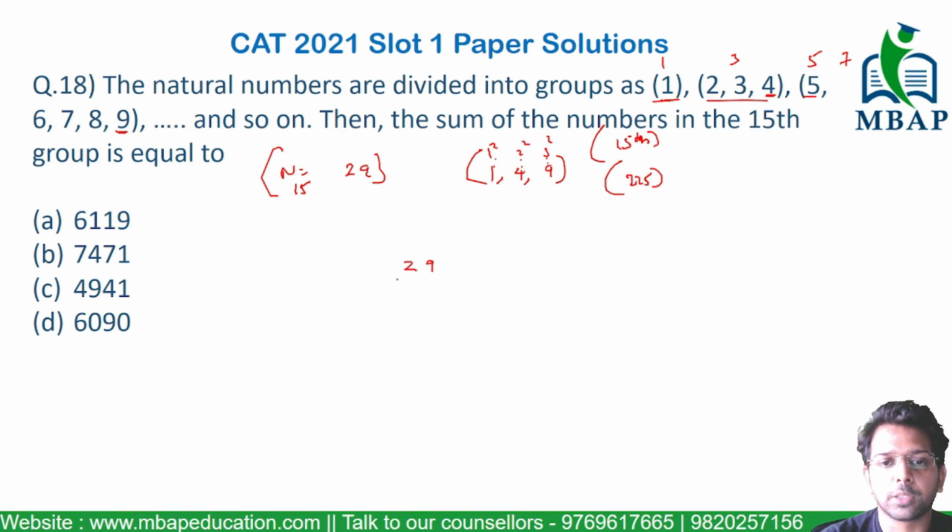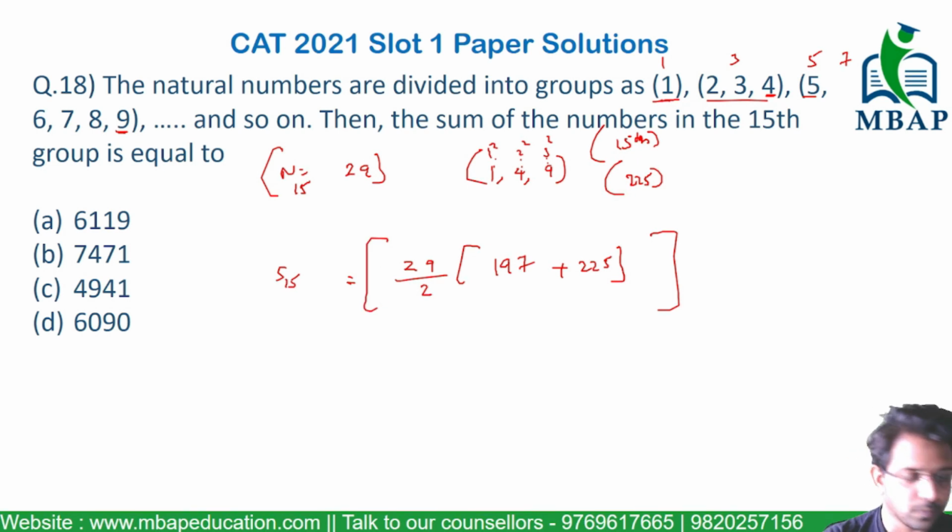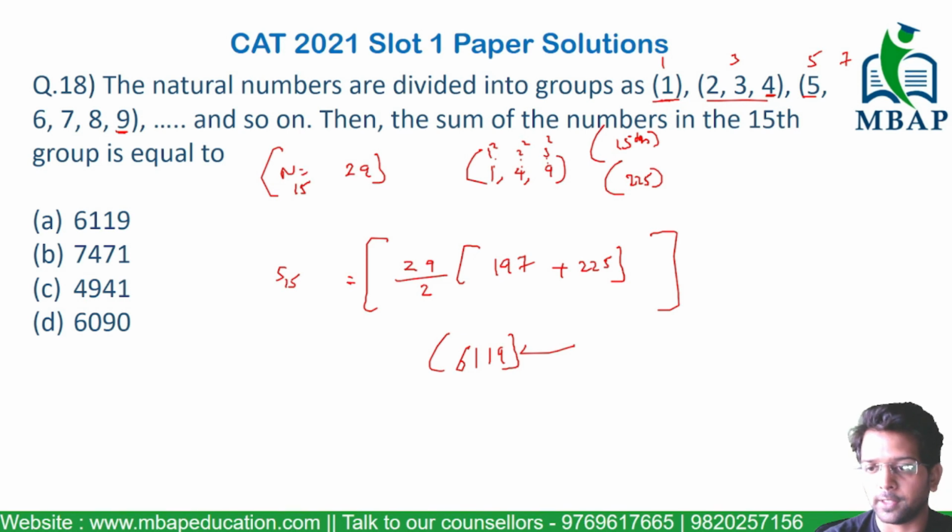The number of numbers is basically 29, so it's going to be n by 2. How do you find the sum of terms in an AP? It's given by n by 2, first term plus last term. Last term is 225 and there are 29 terms. I repeat, there are 29 terms. So the first term will become 197. So hence the final answer for this question will be as simple as 29 upon 2, 197 plus 225. If you solve this, you will get the final answer as 6119.